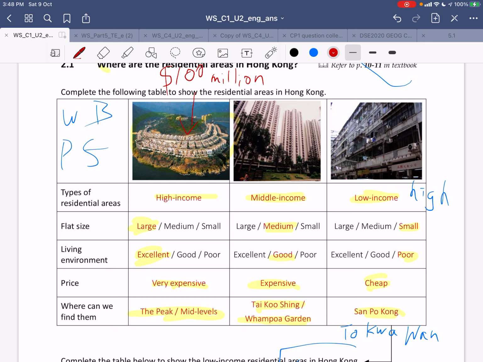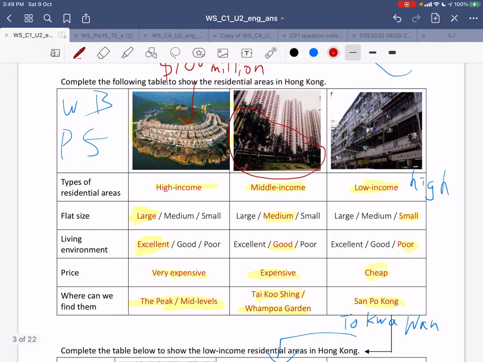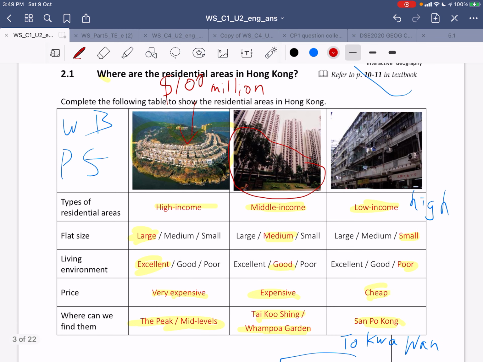And then the middle income residential: mainly the flat size is medium, and the living environment is generally quite good, just like Whampoa Garden and also Tai Koo Shing. I think Whampoa Garden is more familiar to you. You should be more familiar with Whampoa Garden.